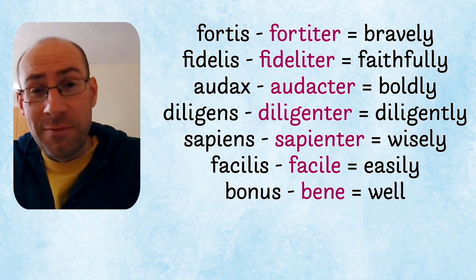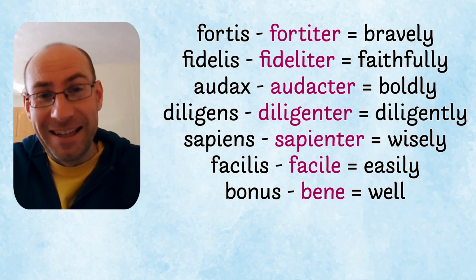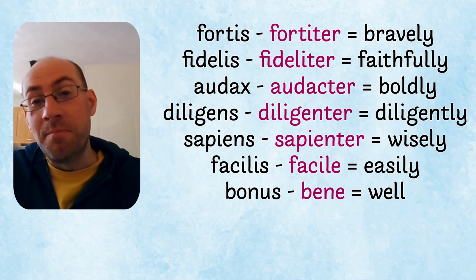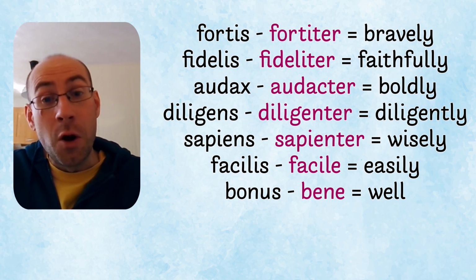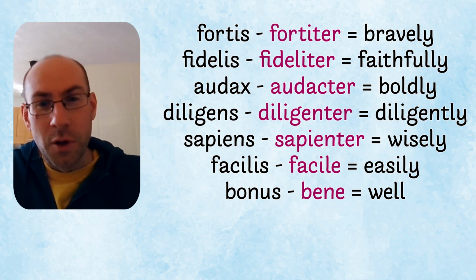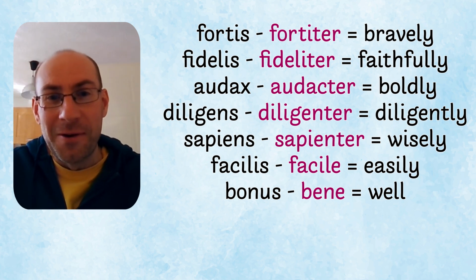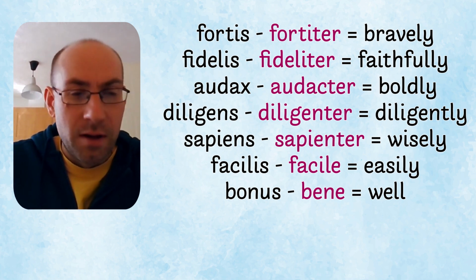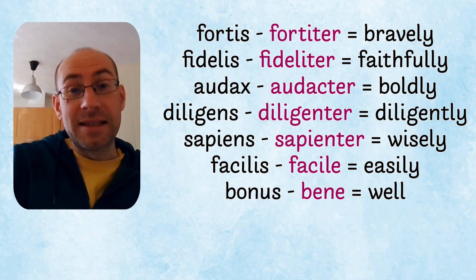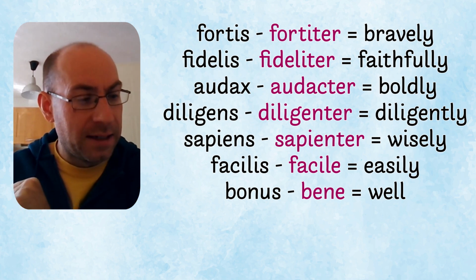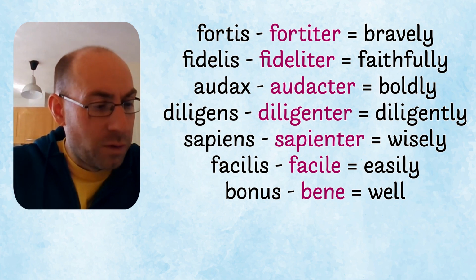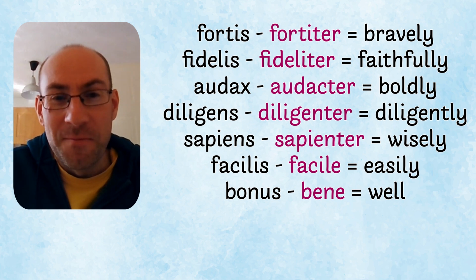Again, in English it's irregular, isn't it? Because we don't say goodly. He does it goodly. He does it well. She does it well. Bene. You might know it as the abbreviation in English, NB. It means nota bene, note well. If you want to make a key point, make sure you note this point, NB, nota bene, note it well. All right. So, fortis becomes fortiter, fidelis, fideliter, diligens, diligenter, audax, audacter, bonus, bene, facilis, facile. So let's make a few sentences with these nice adverbs.